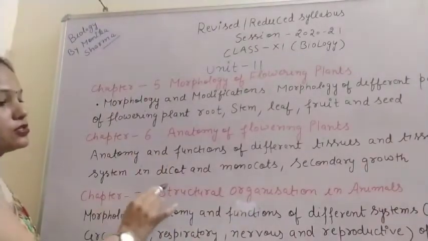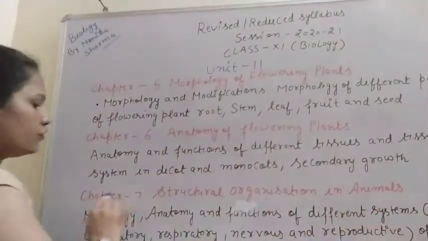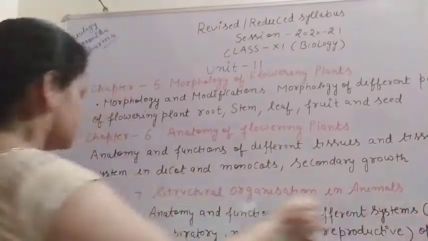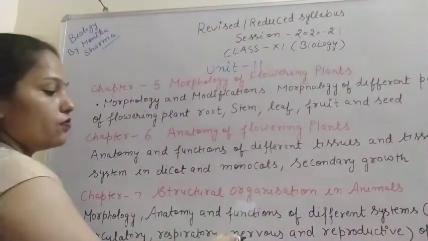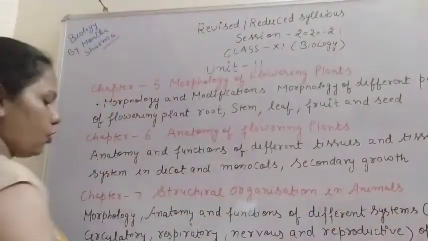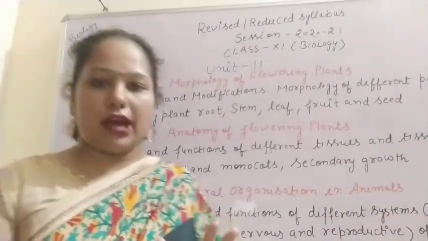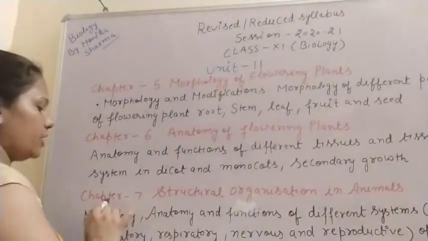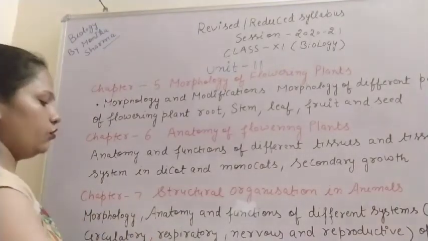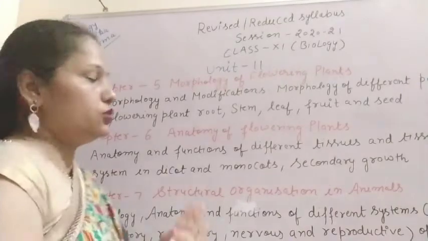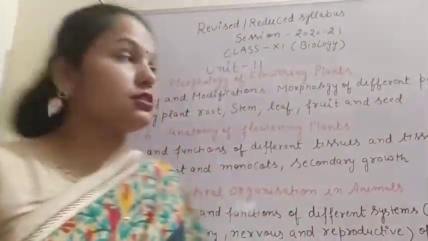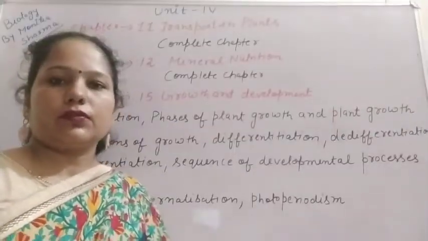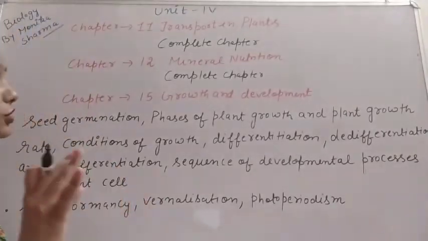Then chapter 7, Structural Organization in Animals. From this chapter, morphology, anatomy and functions of different systems, digestive, circulatory, respiratory, nervous and reproductive, of an insect, cockroach, is removed. We only have to discuss a brief account, so that can be said to be removed from chapter 7, the brief account of the insect cockroach. So that is removed from the syllabus. That is about unit 2nd. Now unit 3rd. There is no change in unit 3rd.